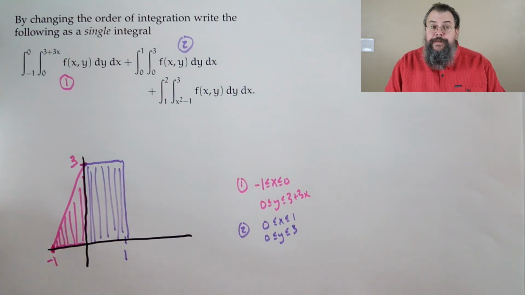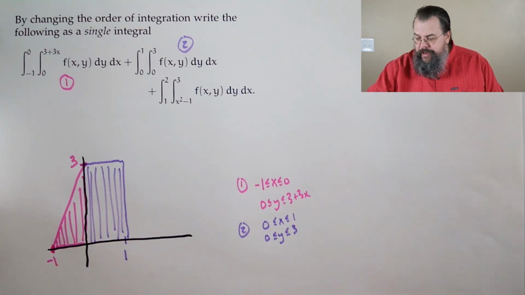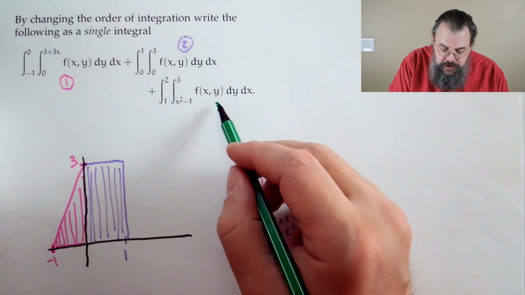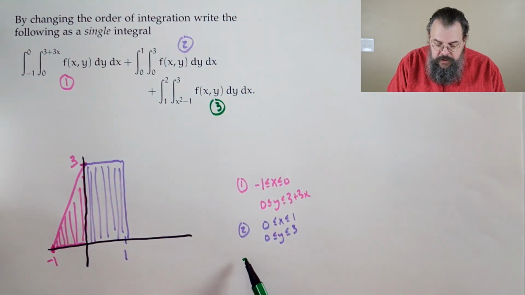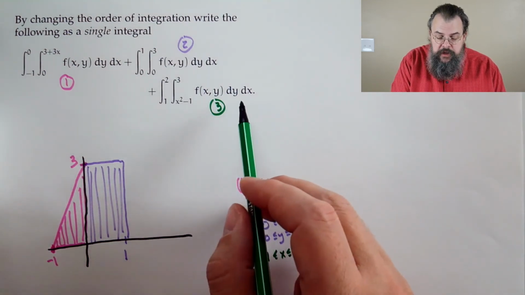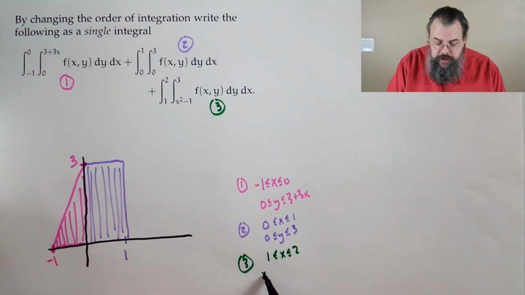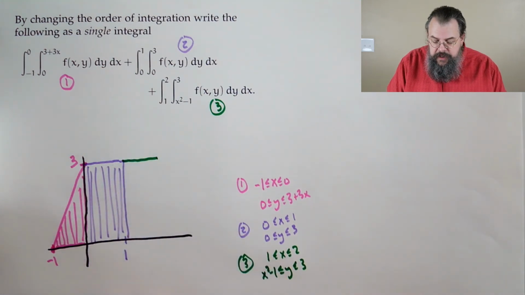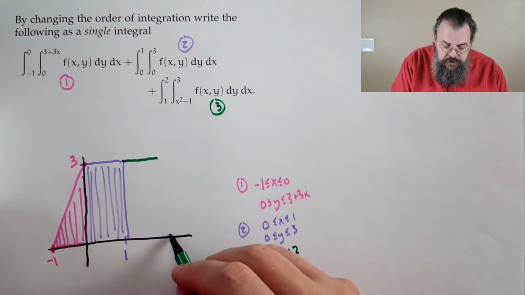Okay, great. 2 down, 1 to go. So our last piece, our third integral. Well, what will that be? We have 1 less than or equal to x less than or equal to 2. That's the outer layer. The inner layer, x squared minus 1 less than or equal to y less than or equal to 3. Okay, so the top is still 3. That's great. And we're only going up to 2.